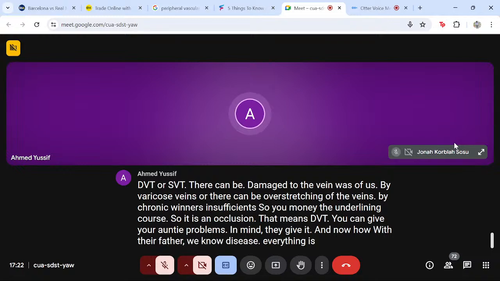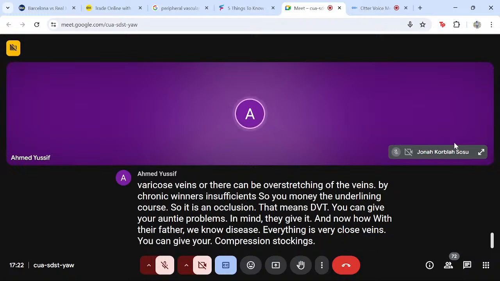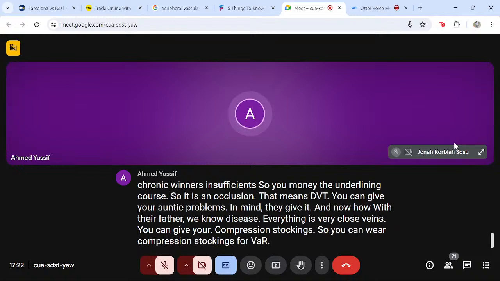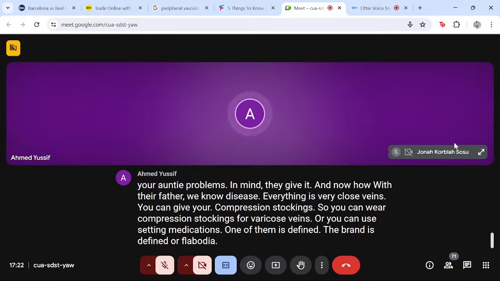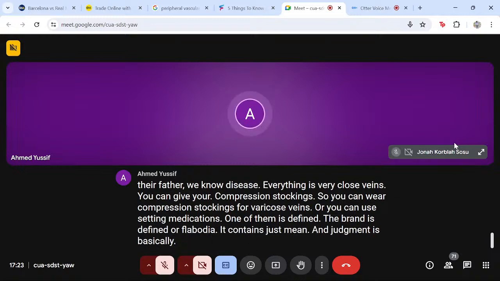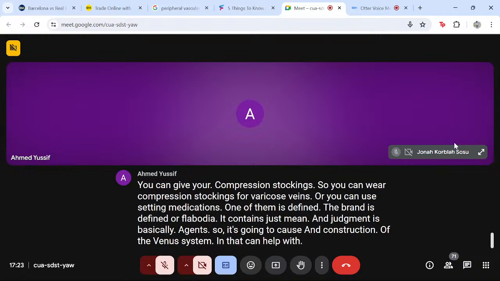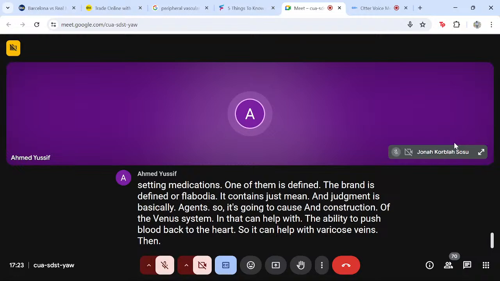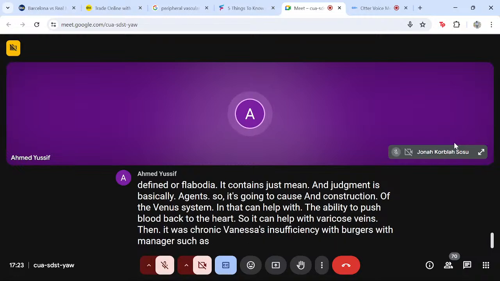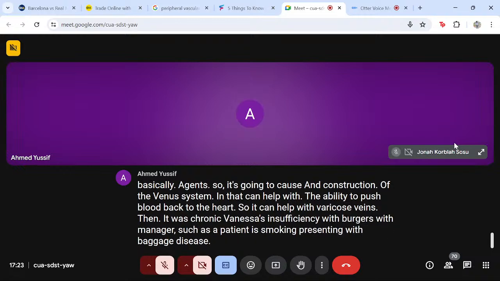If it's varicose veins, you can give your compression stockings. So you can wear compression stockings for varicose veins, or you can use certain medications. One of them is Daflon. The brand is Daflon or Flebodia. It contains diosmin, and diosmin is basically a phlebotropic agent. So it's going to cause constriction of the venous system, and that can help with the ability to push blood back to the heart. So it can help with varicose veins. Then, if it's chronic venous insufficiency, if it's Berger's disease, we manage as such. If the patient is smoking, presenting with Berger's disease, we want to stop smoking and all that.